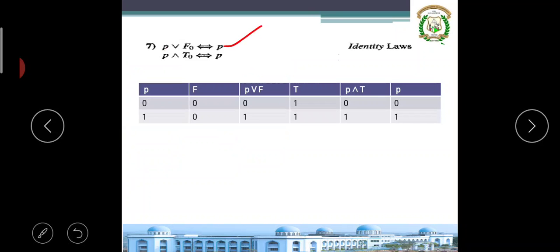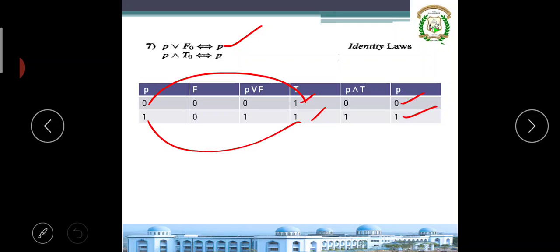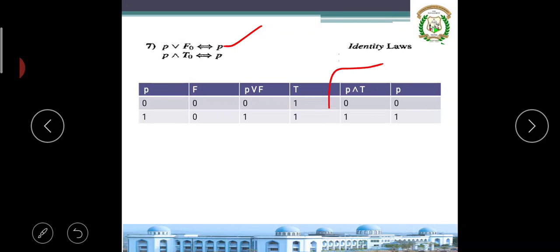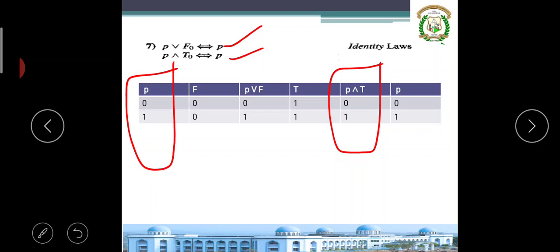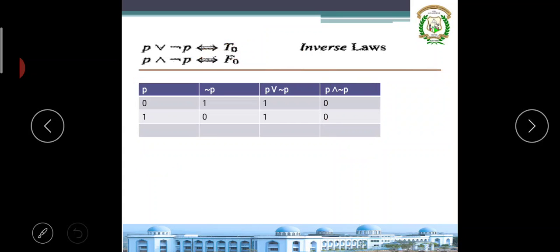Next one, P and T. T is nothing but 1. I am doing with P. 0 into 1, I get the answer 0. Then 1 into 1, I got the answer as 1. No doubt, P and T, what I am getting, 0 and 1, is same as P. So this is called identity law. P and T equal to P. Okay. Next one, inverse law.